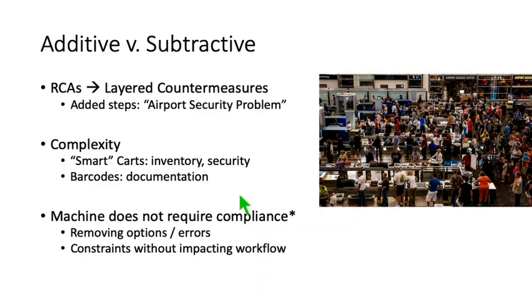There's an unfortunate pattern that we have, and we do this at my institution, where some terrible thing happens, we get a bunch of people together to make sure it never happens again, which is a laudable goal. You don't want to make the same mistake twice. But often what happens with these root cause analyses is that we end up complicating processes, we end up layering countermeasures on top of things, and we end up with this airport security problem.